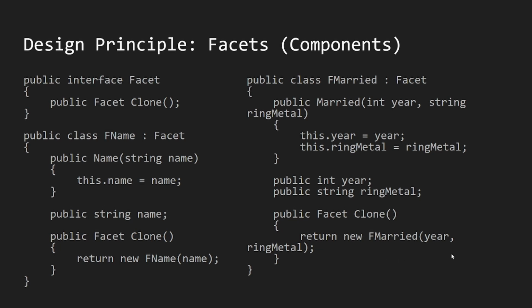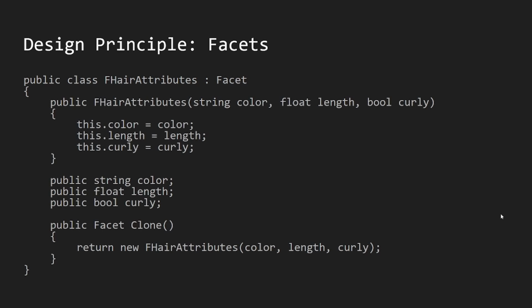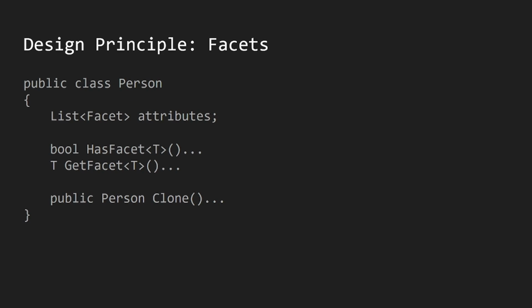I'll go over this in an actual IDE, in Visual Studio. But let's go over another important one. Look at this: F hair attributes, facet hair attributes. We know the color, the length, whether it's curly or not. We have a clone function. And most importantly, if the person's bald, we don't even need to add the hair attributes to their list of facets, which brings us to person.